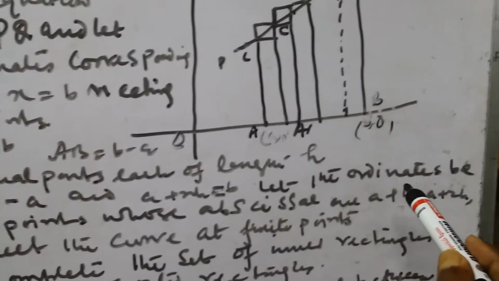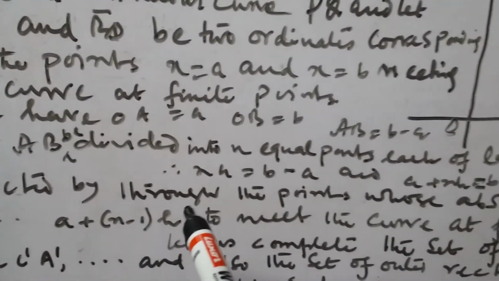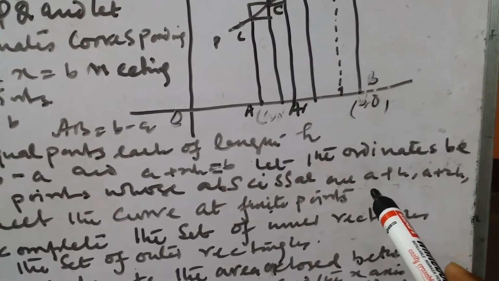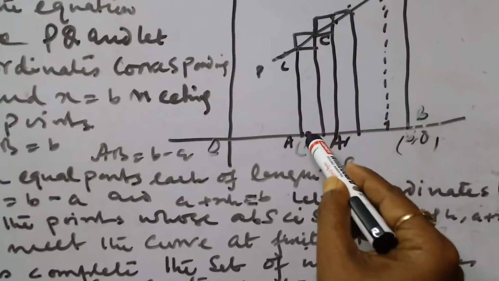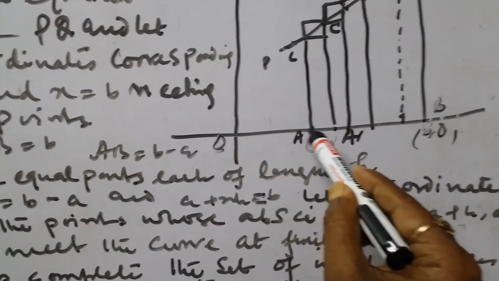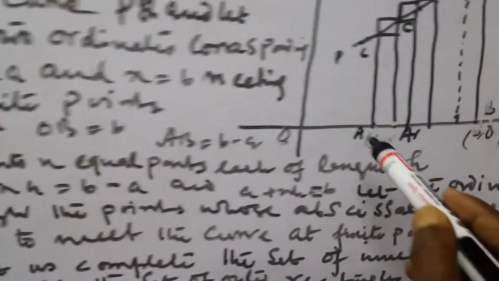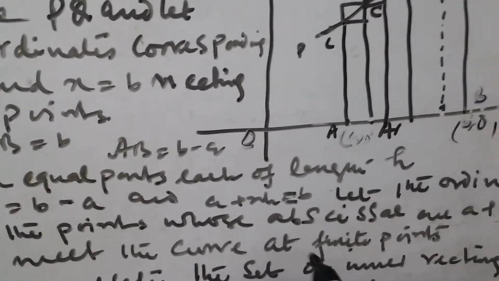Let the ordinates be erected through the points whose abscissas are a plus h, a plus 2h, a plus 3h, and the last term is a plus (n minus 1) times h. They meet the curve at the points.